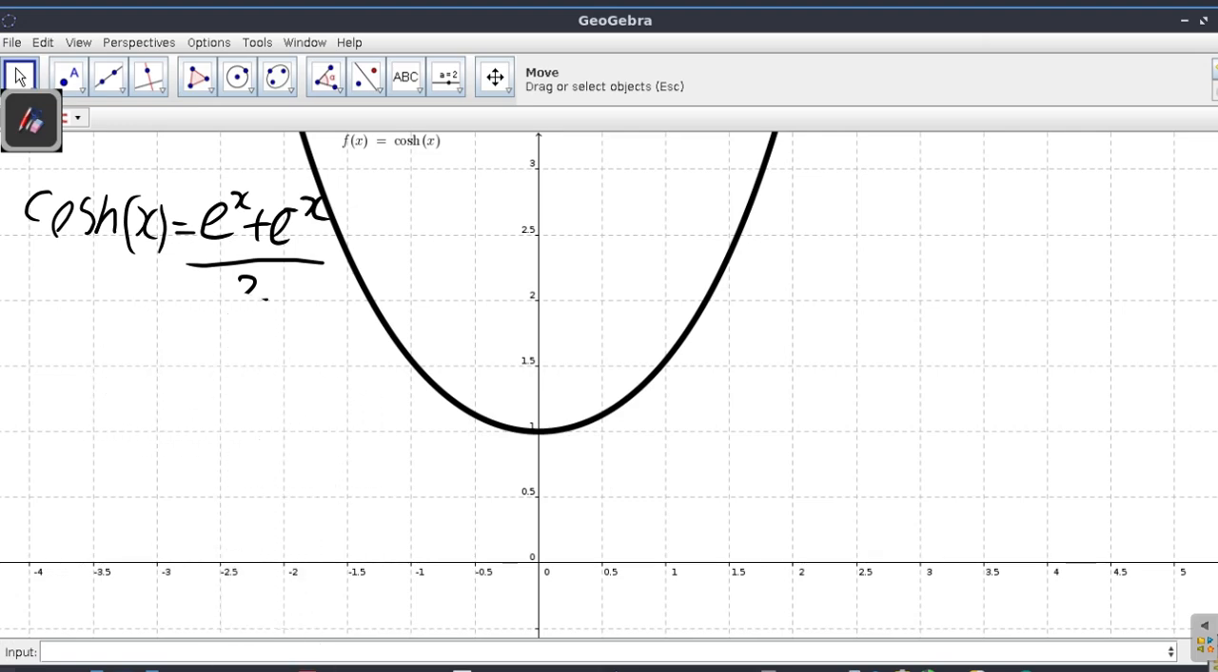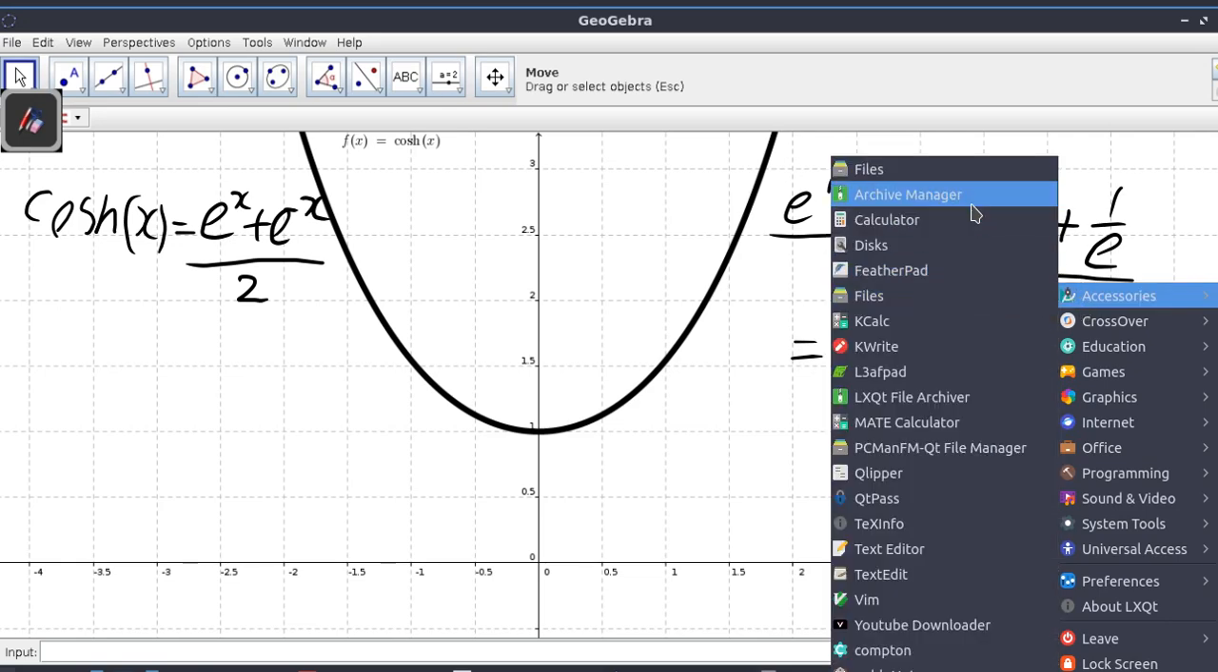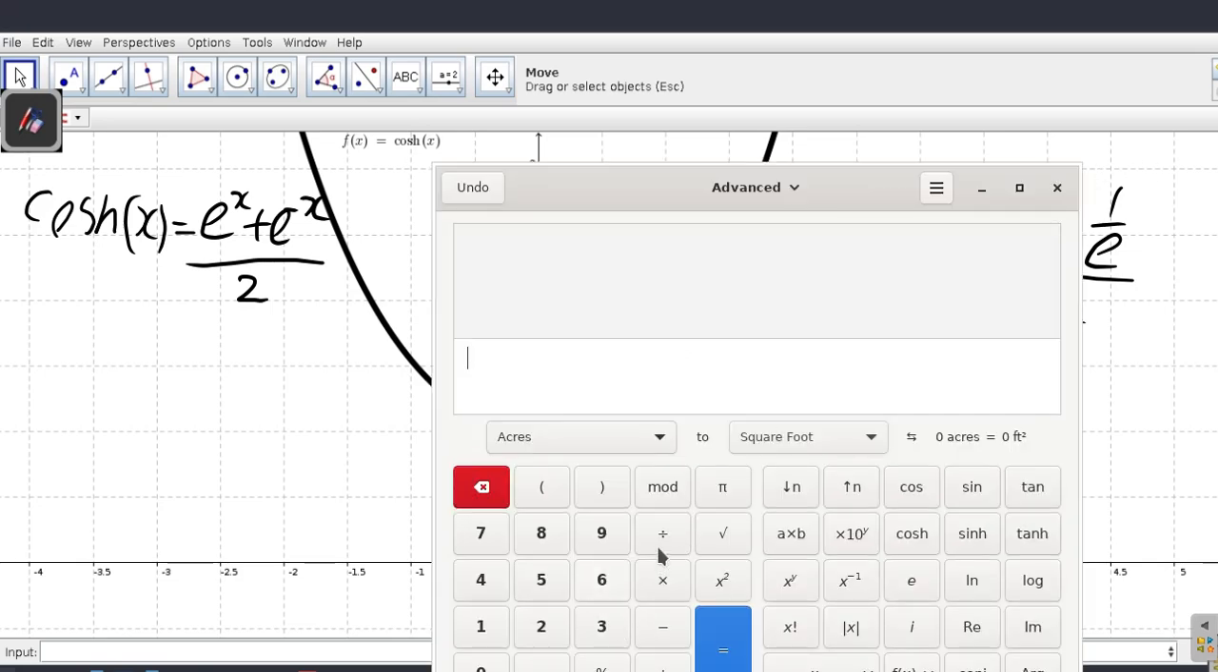Now, let's input 1 for x. When you put in 1, you should get a little above 1.5 based on what I'm seeing on the graph. Let's see what happens. e to the 1 plus e to the negative 1 over 2. Now, which is e plus 1 over e divided by 2. We use our calculator for this. e plus 1 over e and divide by 2.